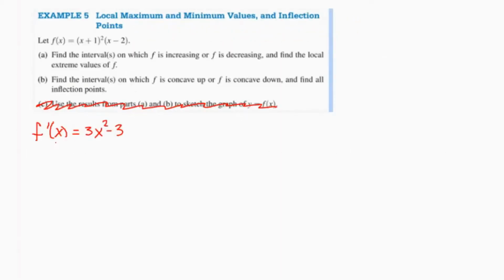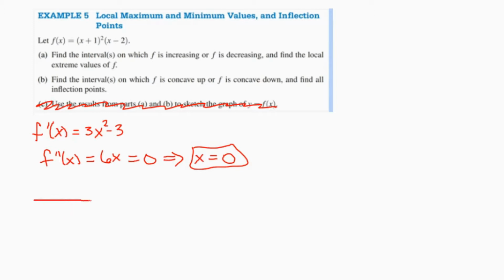So in part B, we are finding concavity and inflection points. Therefore, we have to analyze our second derivative. So starting at the first derivative, let's find the second. And if we set this equal to 0, we end up with an x value that's equal to 0. So this is a possible inflection point. We do not know for sure, but we have to check.